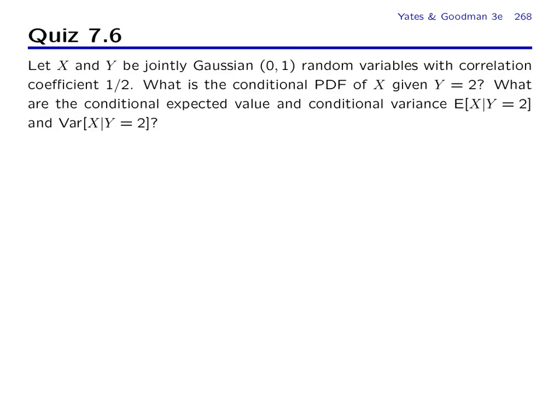So if you're not comfortable with the machinery of bivariate Gaussian random variables, you should work out the details of this quiz, where x and y are both Gaussian with mean 0 and variance 1, but they're correlated. The correlation coefficient is a half. And you're asked what is the conditional expected value of x given y equals 2, and also the conditional variance of x given y equals 2.